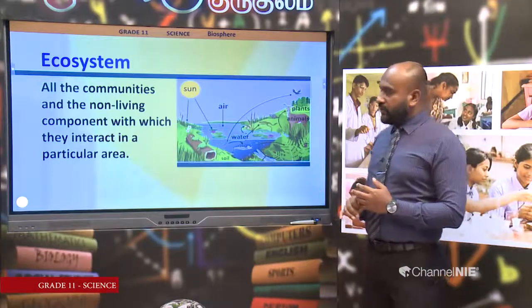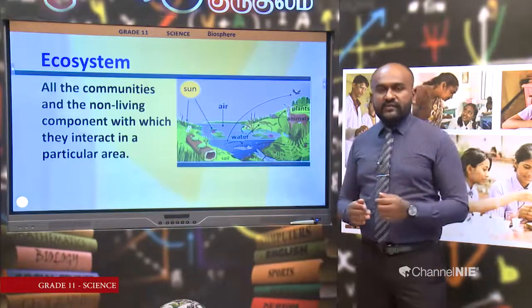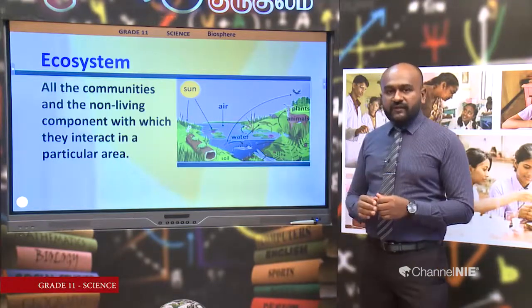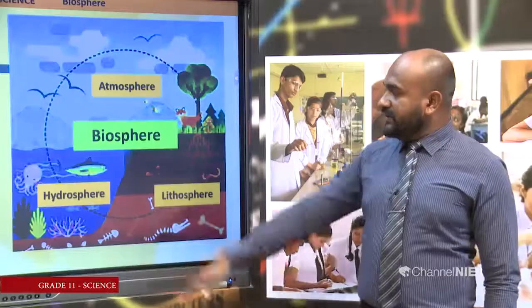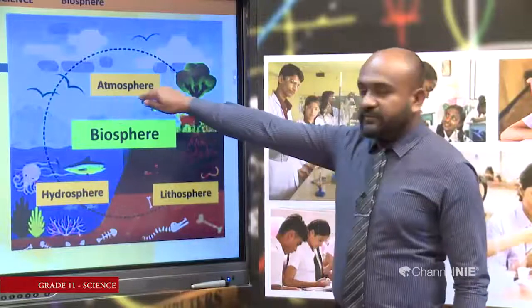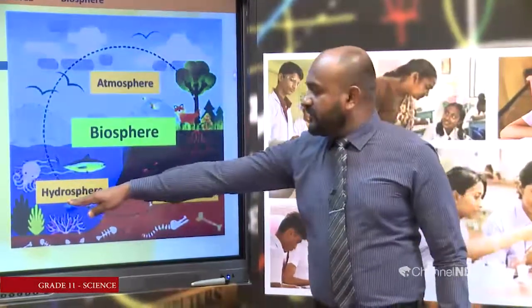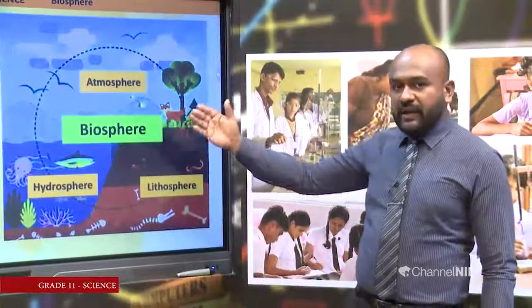Now what is the last organization level then? When you get all these ecosystems, what do you get? The part of the earth where life exists. We call that the biosphere. Let us see the components of the biosphere again. You can see it consists of atmosphere and hydrosphere and the lithosphere, which we have already done earlier.